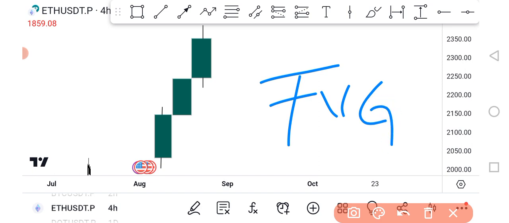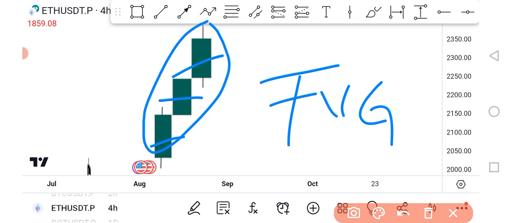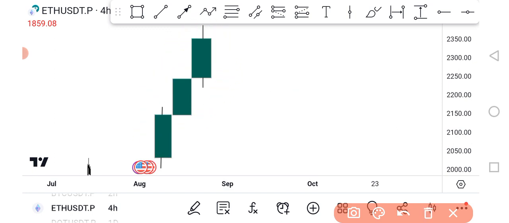So how do you identify this fair value gap? To identify fair value gaps, you need to first spot three candles. Before you identify a fair value gap, there has to be three candles. In this particular case you have candle 1, candle 2, candle 3. It's only when you have three candles that you can spot the imbalance. So look at this wick now. This is where the wick stopped. Discover that the moment this particular candlestick went up here, the wick stopped here, and then look at where this is where the wick is.